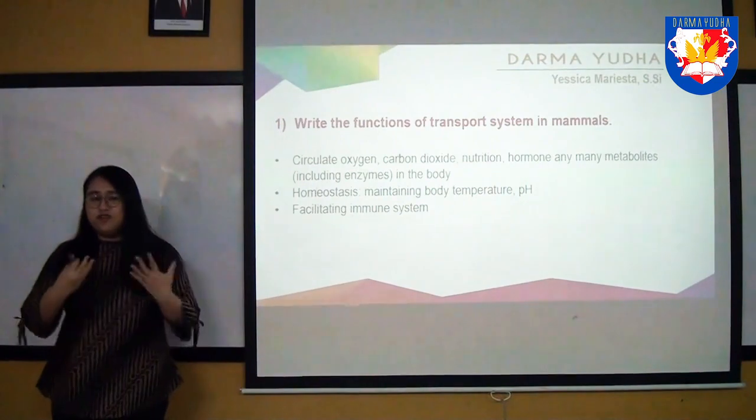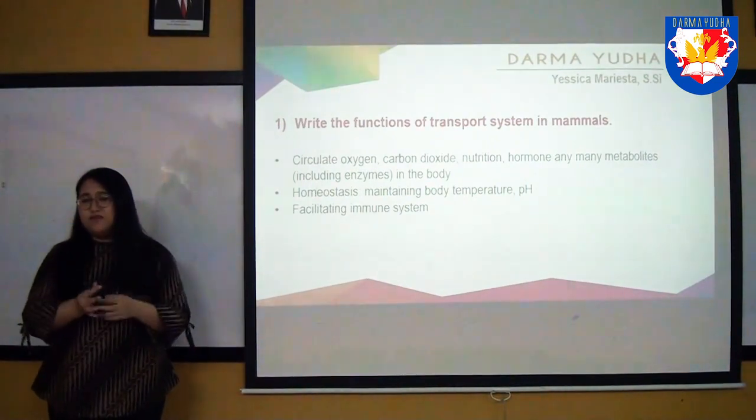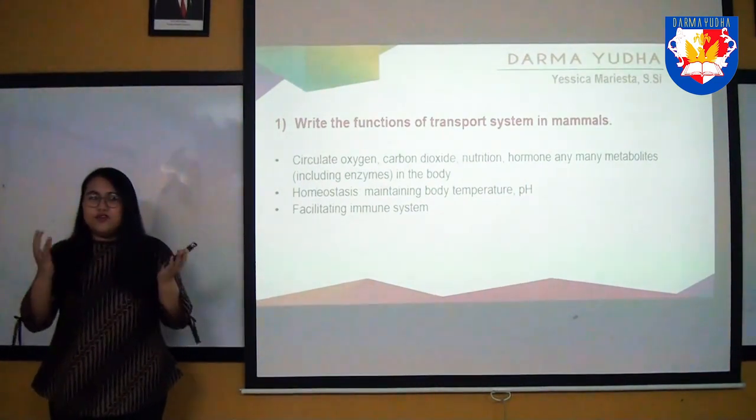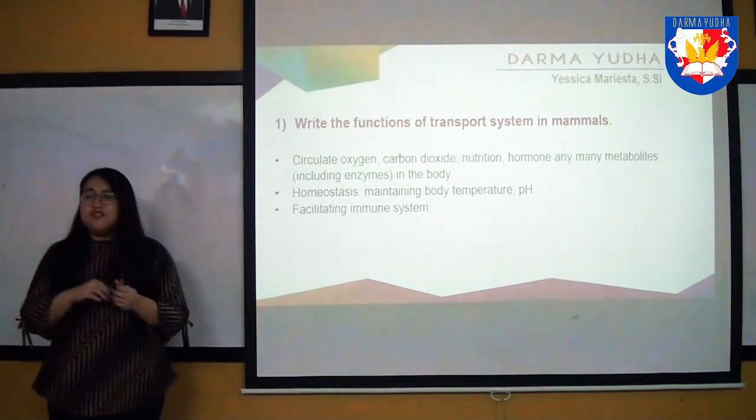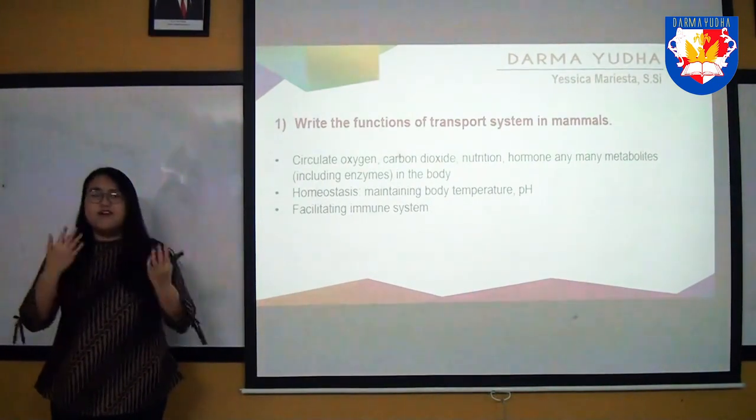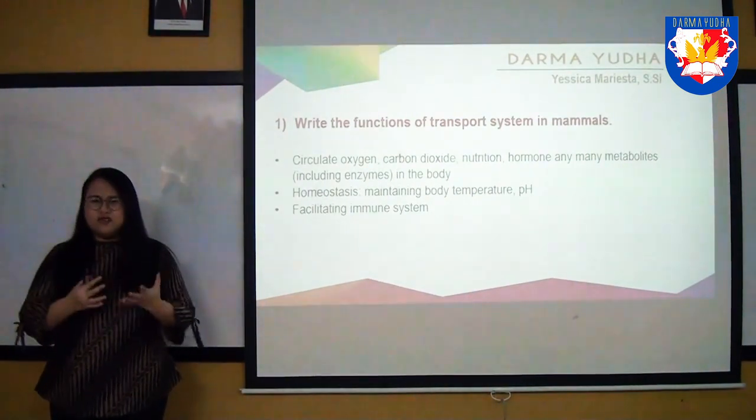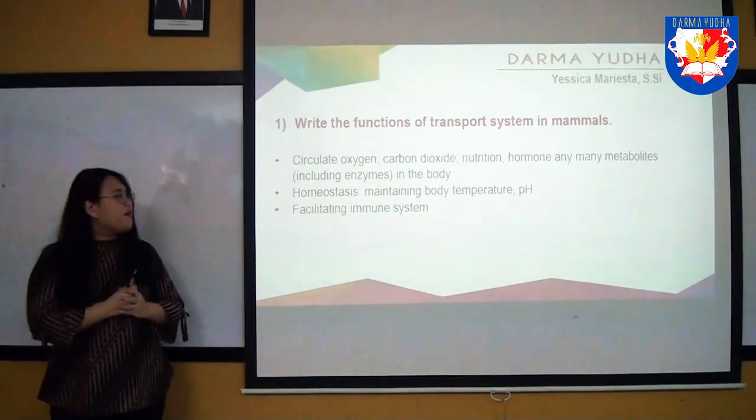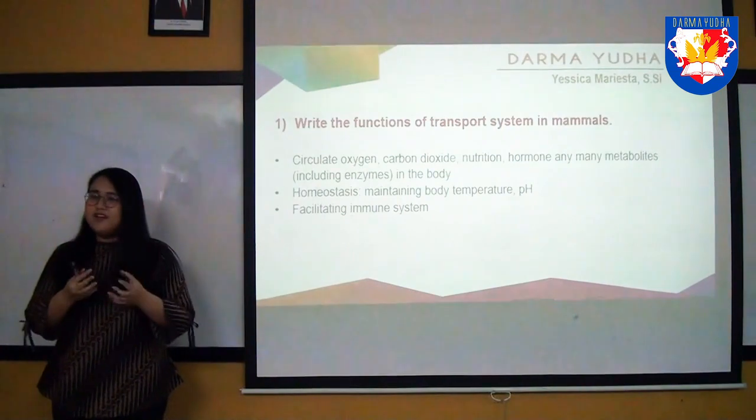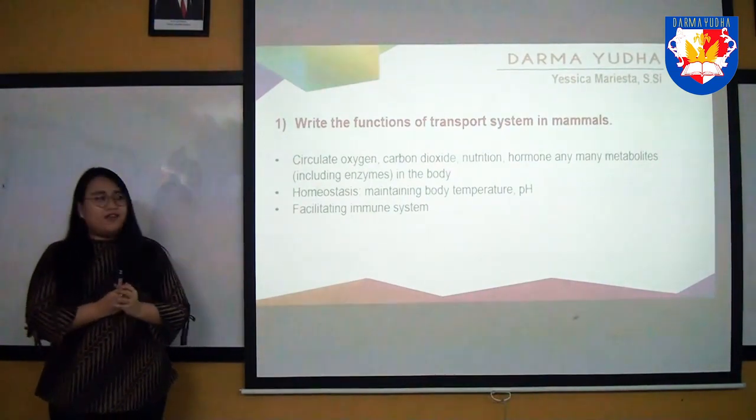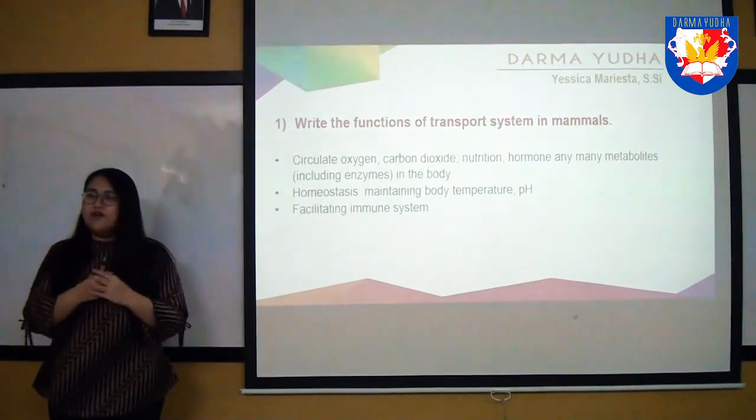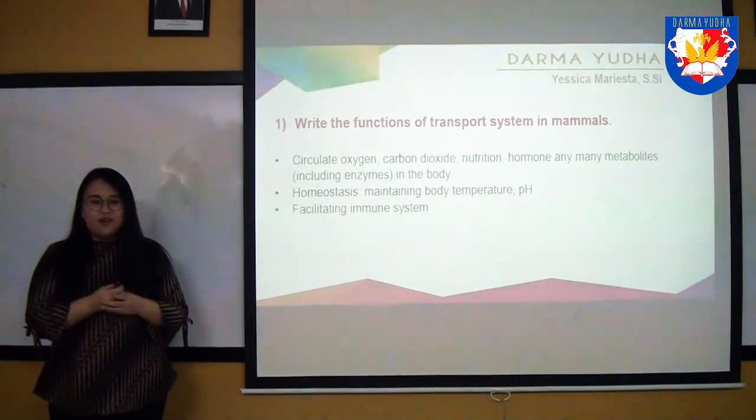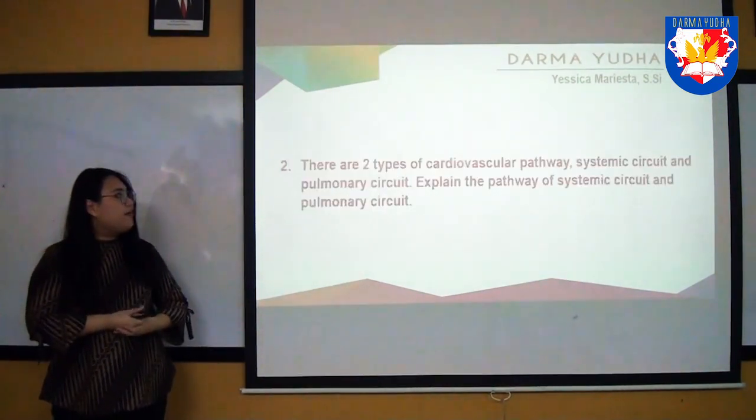So basically, if you're talking about the transport system in mammals, they have three functions. The first one is to circulate the oxygen, the carbon dioxide, the nutrients, the microbiota, so basically around your body. The second one is to maintain your body temperature and pH, and the last one is to facilitate your immune system.